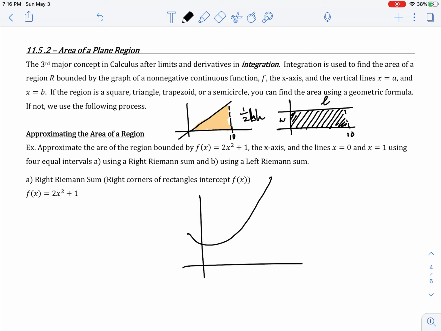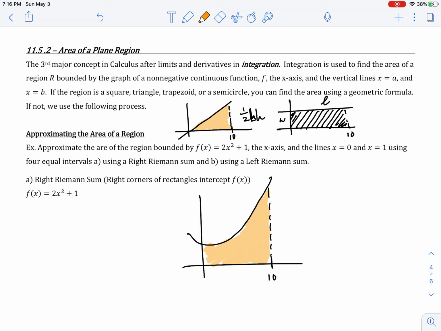What if, however, I gave you something like this? And I said, find the area underneath this curve from 0 to, and suppose this number were 10. I'm just choosing an arbitrary number. And I said, find this area right over here. Well, what would we do? And the answer is integration.